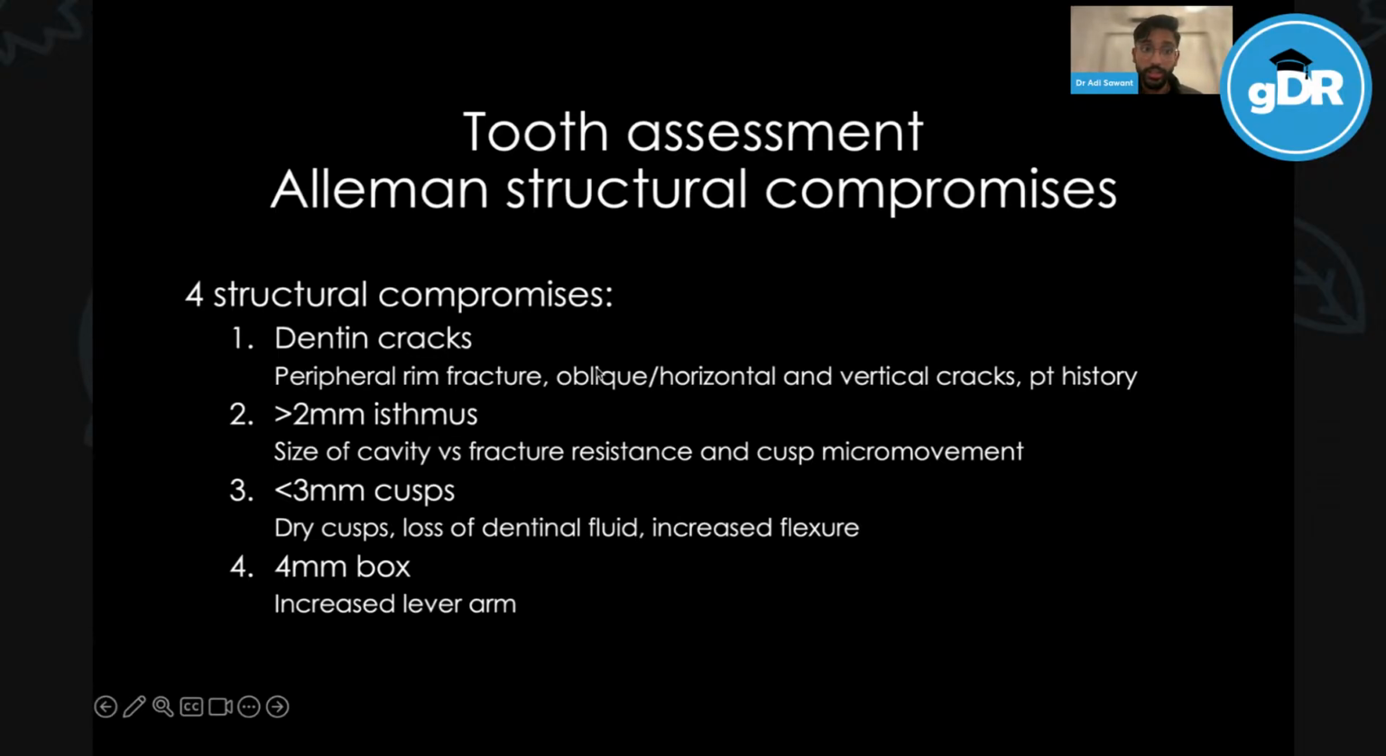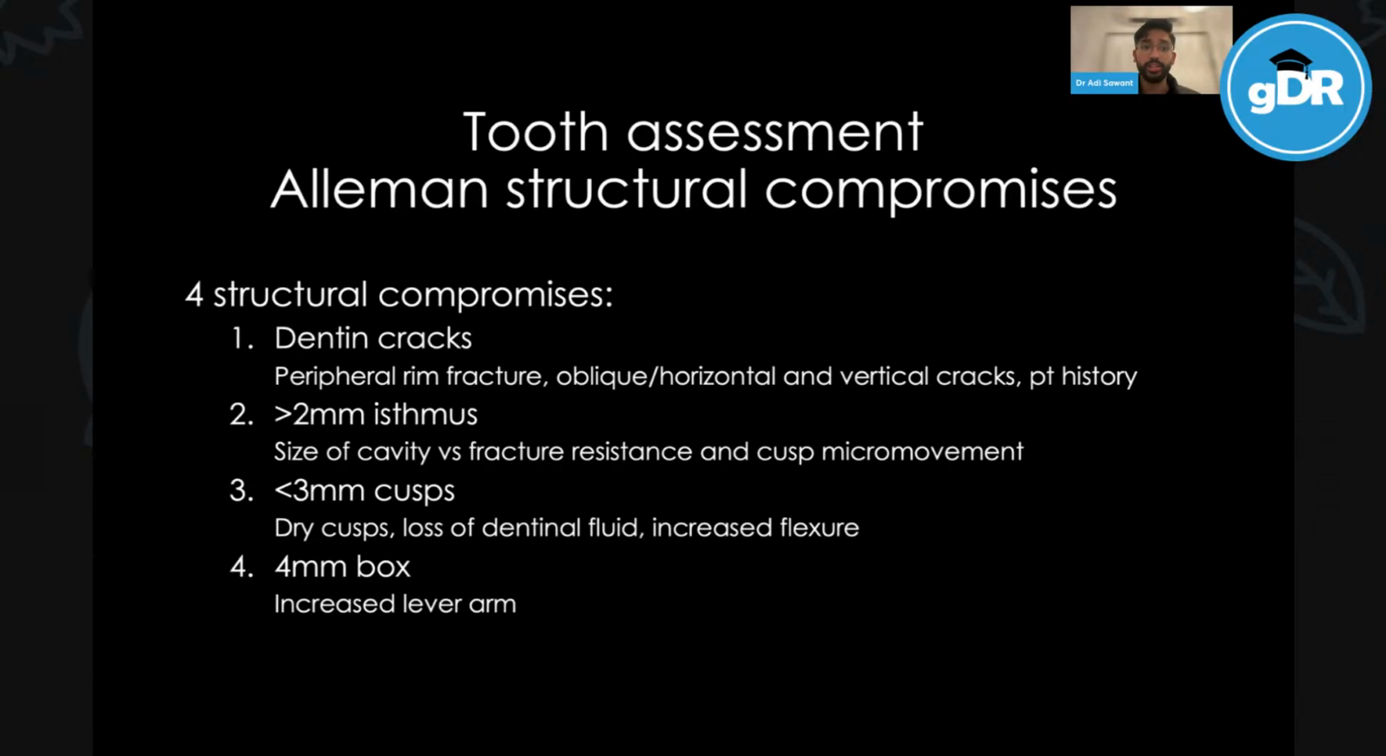In terms of cusp thickness, you can see that's another risk factor, less than 3 millimeters. Some papers in 2007 say they're much more likely to fracture. Again, this will depend on your occlusion, if they're a bruxer or not, and whether it's the buccal cusp on the uppers, those tension cusps, or lingual cusps for the lowers. Those are probably more likely to fracture.